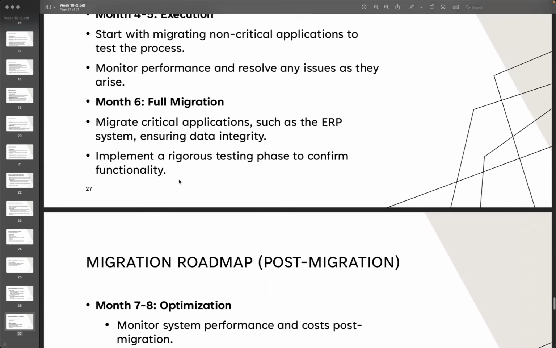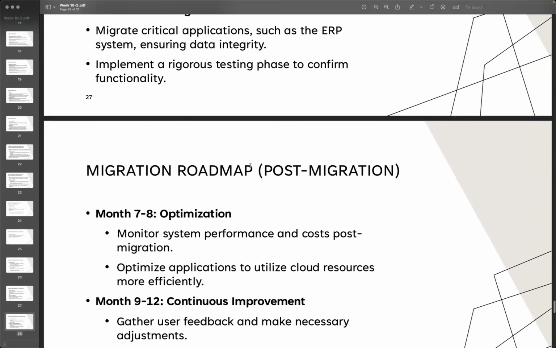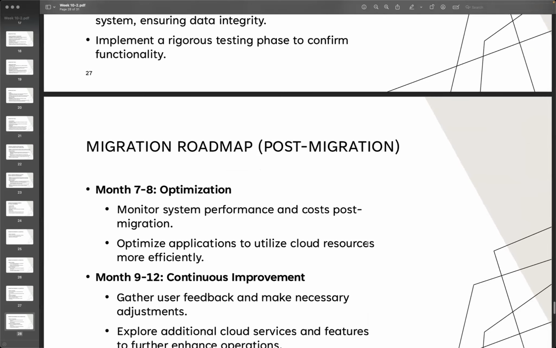Maybe it takes 1 month, and later after we finish the full migration to the cloud, in months 7 to 8, we'll do the optimization. We will keep monitoring the system performance and the cost post-migration. We also try to optimize the application to use the cloud resources more efficiently. Sometimes when we migrate, we don't really use all the cloud features, and then it's a waste. Then we need to modify and do the optimization. This may take 1 to 2 months, from month 7 to 8.